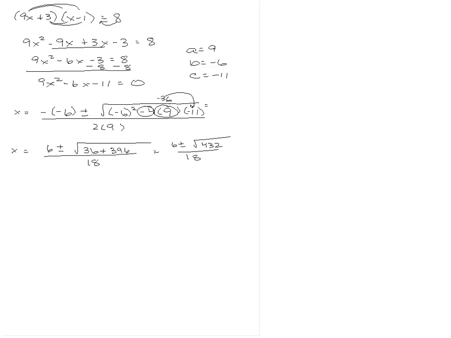Now, the square root of 432 is not a perfect square, but we need to figure out if we can reduce this or not. Oh my goodness. All right, 432, let's divide it by 36. Aha! Oh, by 12. Okay, 432 divided by 64. No.